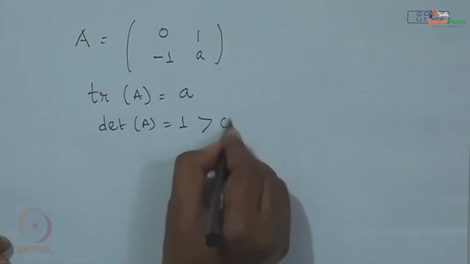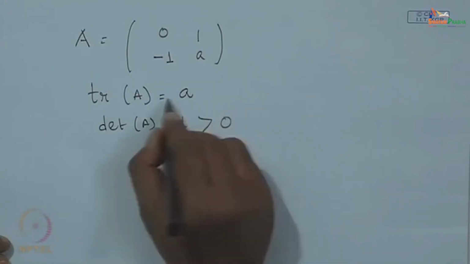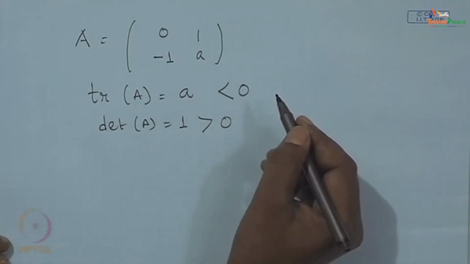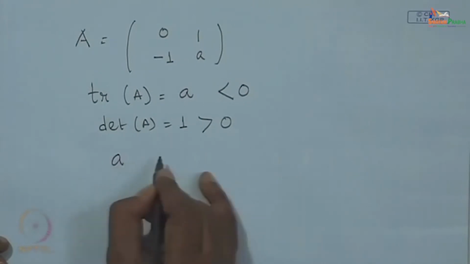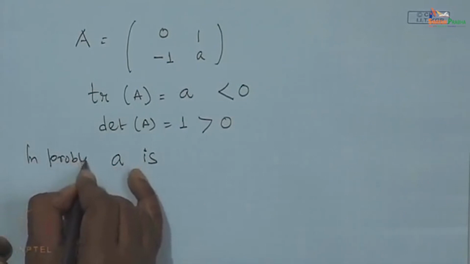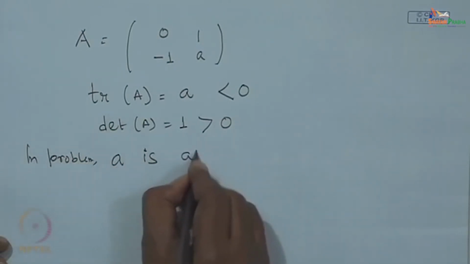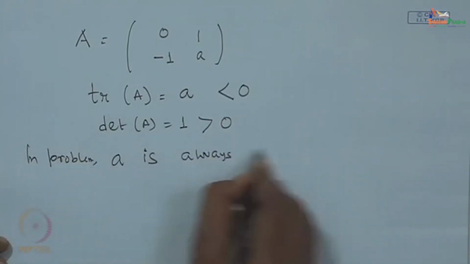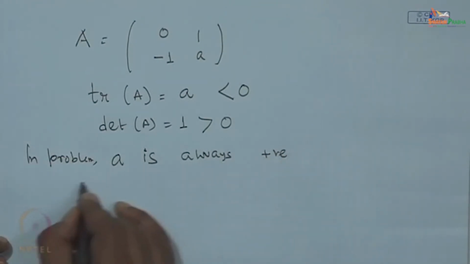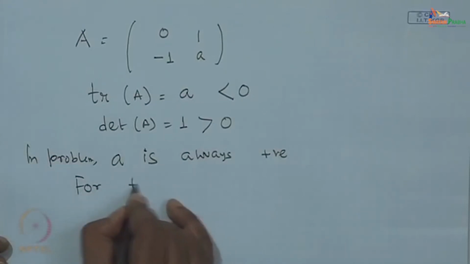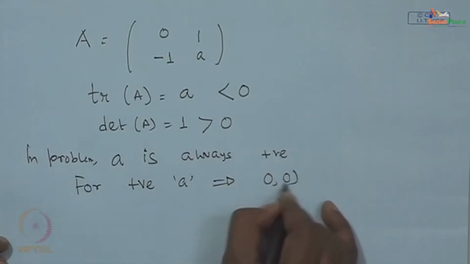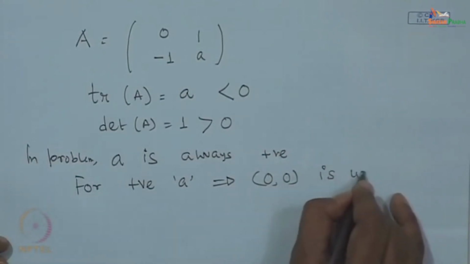Now, determinant of A is always positive, but trace of A should be negative. But as in the problem it was given that a is always positive, therefore, for positive a, the steady state 0 0 is unstable.